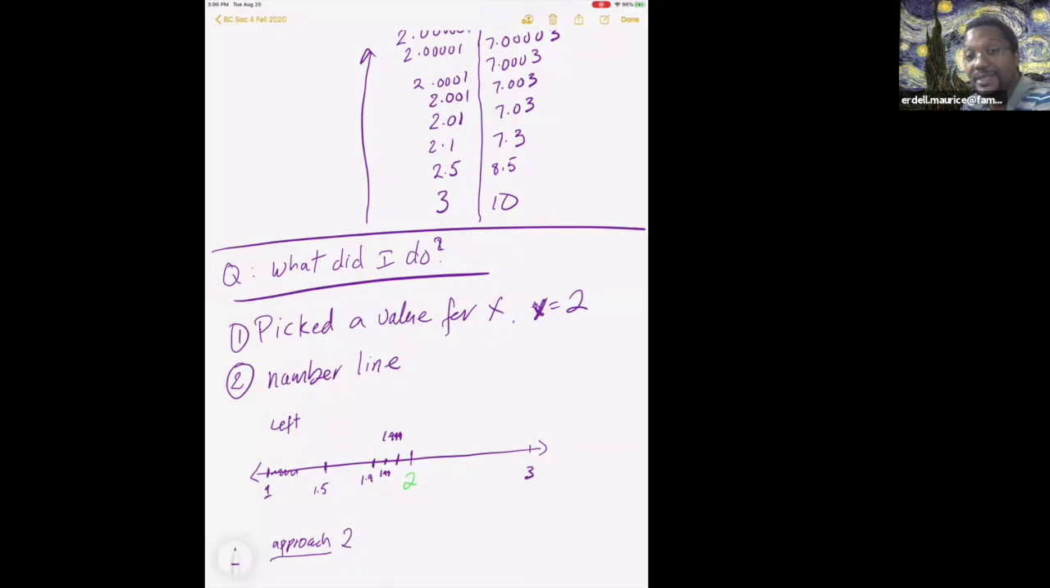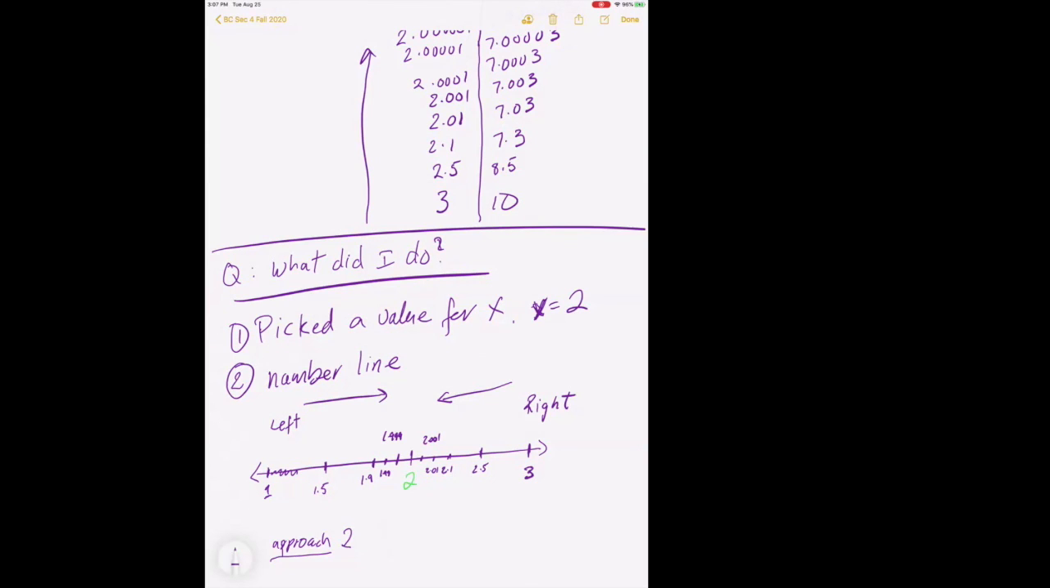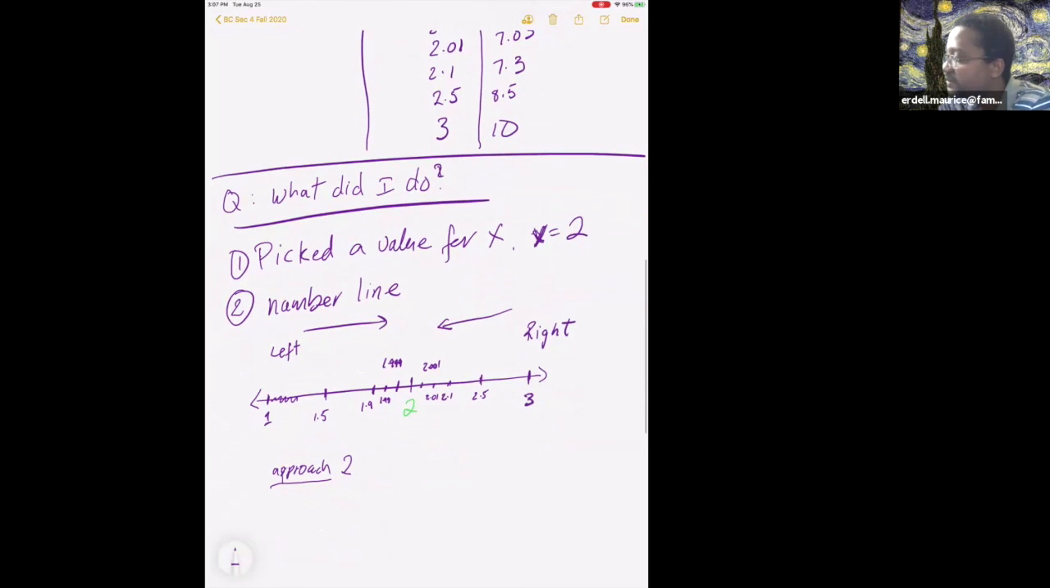And then I did the same process, but I did it on the right. Started at 3. And then I went 2.5. Then I went 2.1, 2.01, 2.001. Every single time, I'm getting closer to the value 2. I am approaching the value 2. And what I was then looking at is then I was considering the y values.